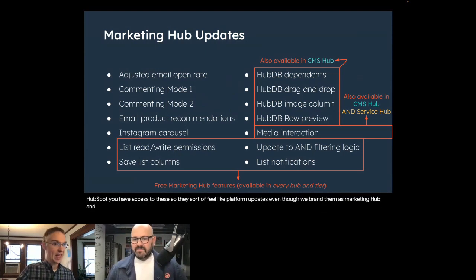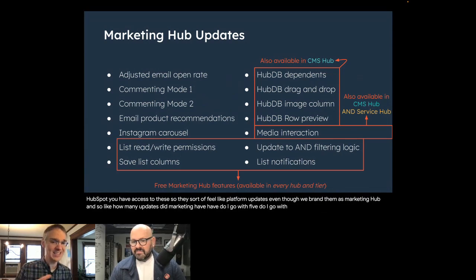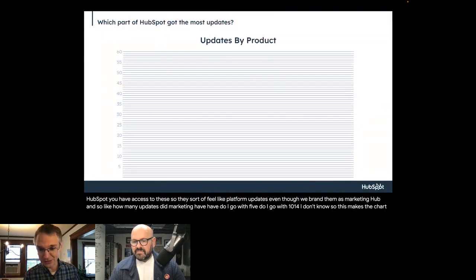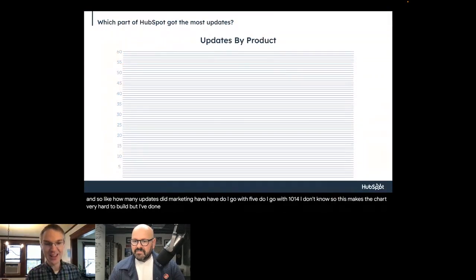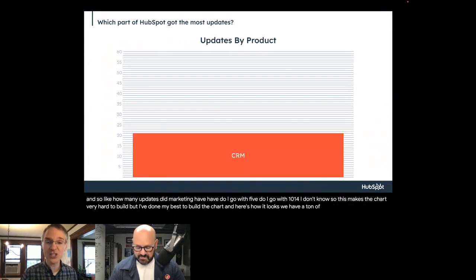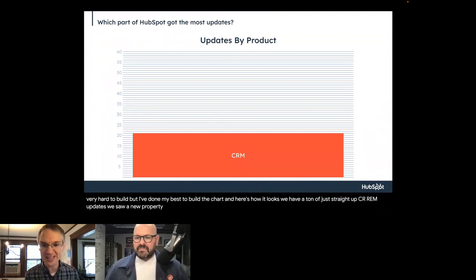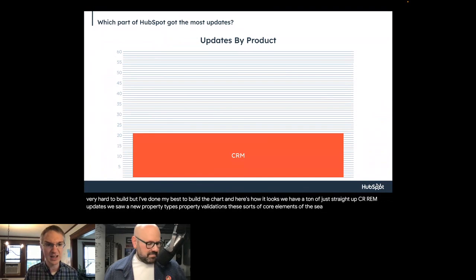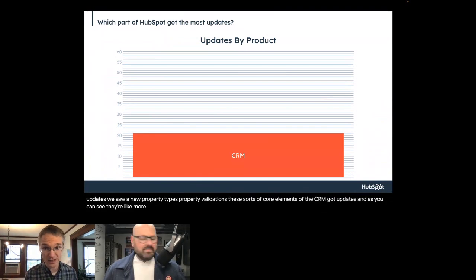And so, like, how many updates did Marketing Hub have? Do I go with 5? Do I go with 10, 14? I don't know. So this makes the chart very hard to build, but I've done my best to build the chart, and here's how it looks. We have a ton of just straight up CRM updates. We saw new property types, property validations, these sorts of core elements of the CRM got updates. And as you can see, there were like more than 20 of those.